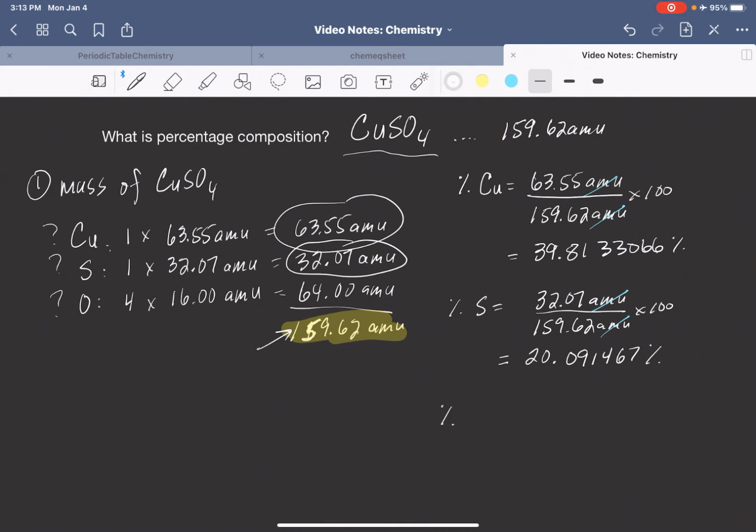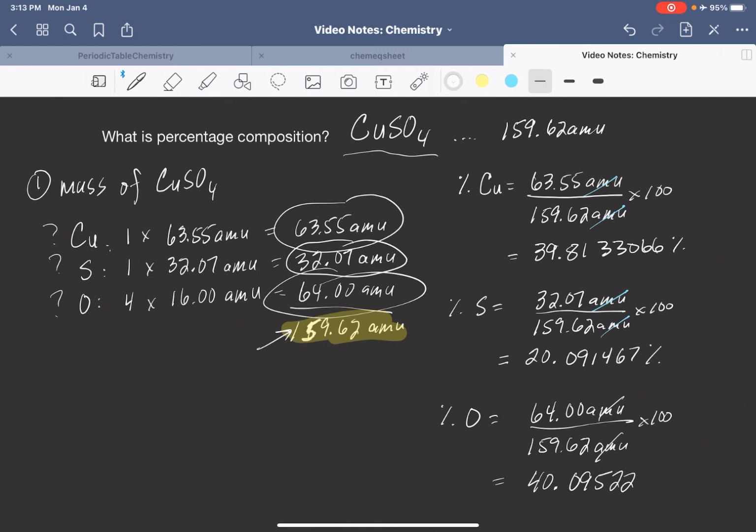Okay. Percentage oxygen. All right, that is the 64. So 64.00 AMU divided by the total. All right, everything is always about the portion divided by the total, whatever the 100% is. So we can cross those units out. So 64 divided by 159.62 times 100 gives us 40.09522. There's some other numbers. And of course, this is percentage.